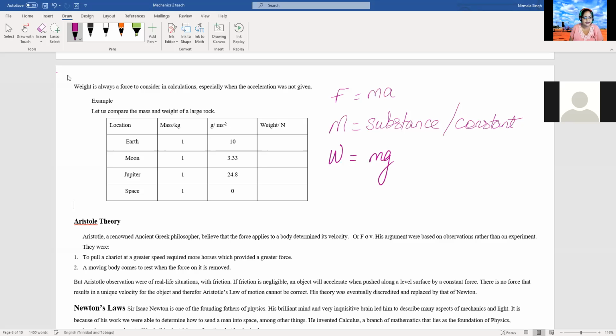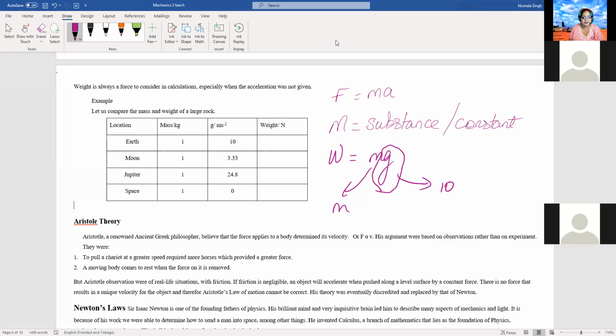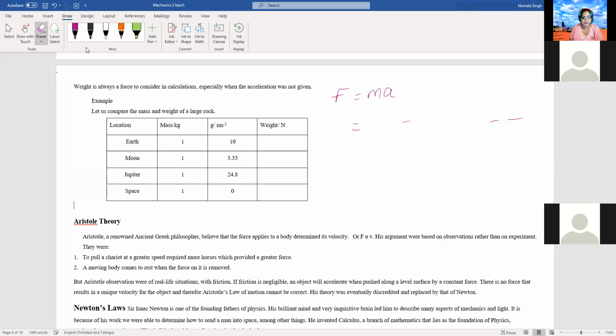Weight is the force exerted by a body due to gravity. So you're going to take your mass and multiply it by the acceleration due to gravity. So your weight is a little different from your mass. Depending on where you are, what your value of g is, your weight will be different. So your weight is variable while your mass is constant.